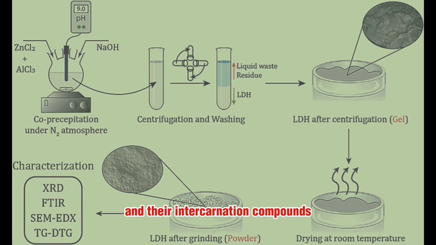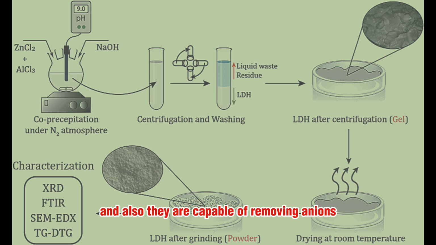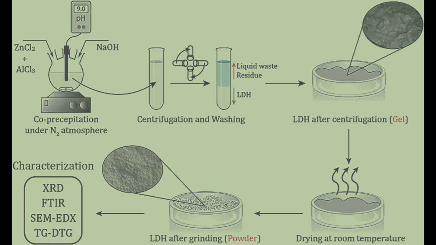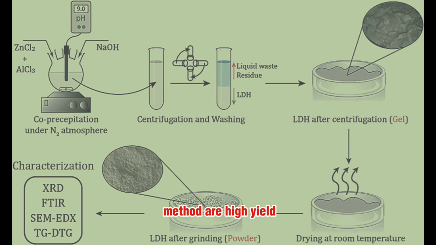The obtained compounds generally have a lot of special features like high surface area, and they are capable of removing anions or cations from the aqueous solution. Normally the advantages of the co-precipitation method are high yield, high purity, and the lack of necessity to use organic solvent. It is easily reproducible and low cost.